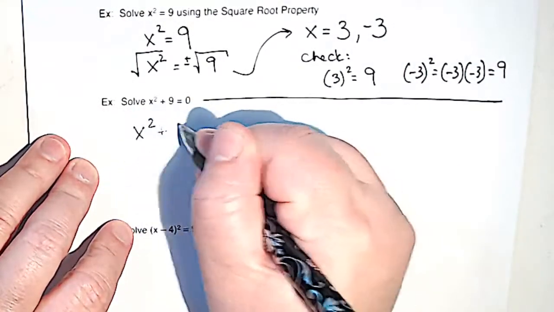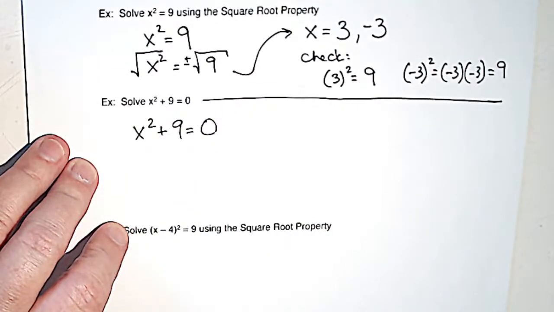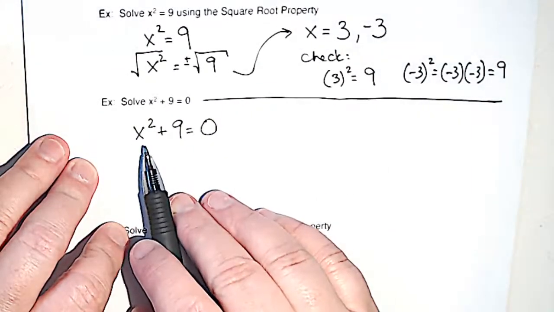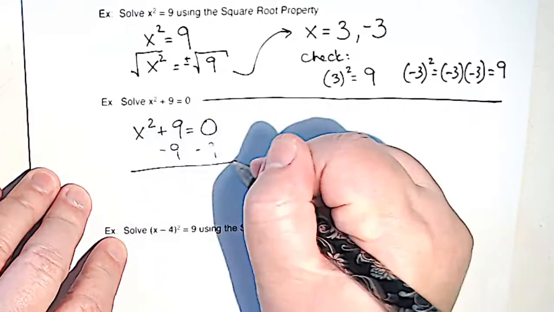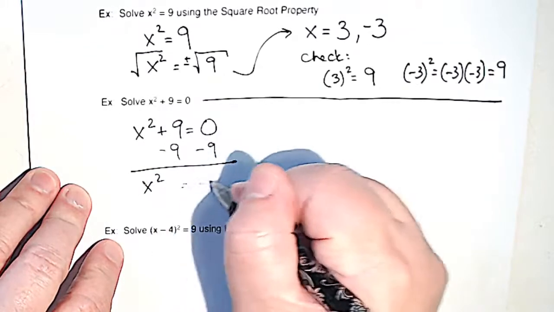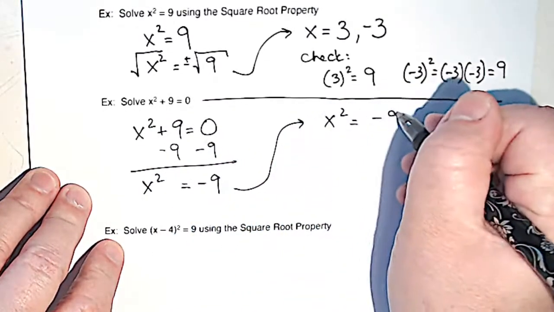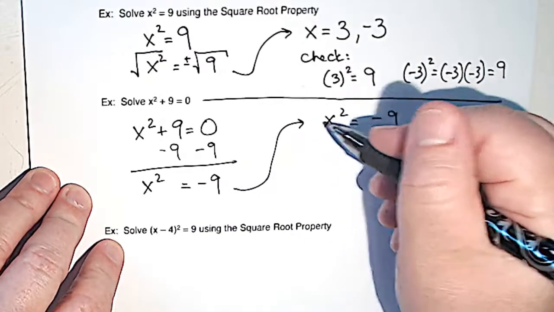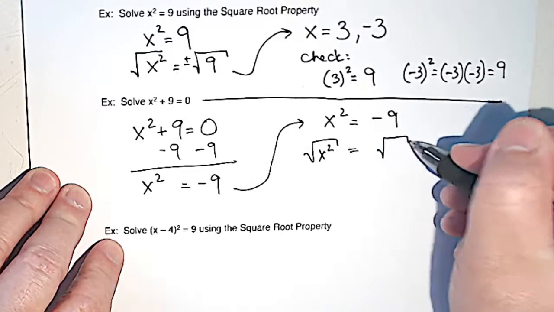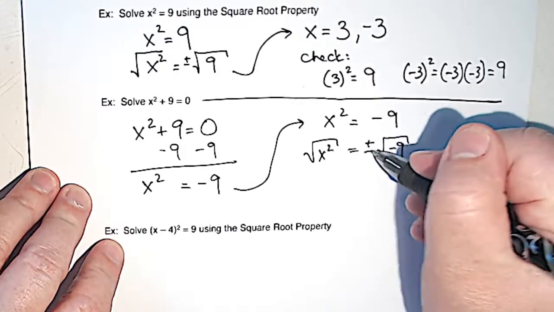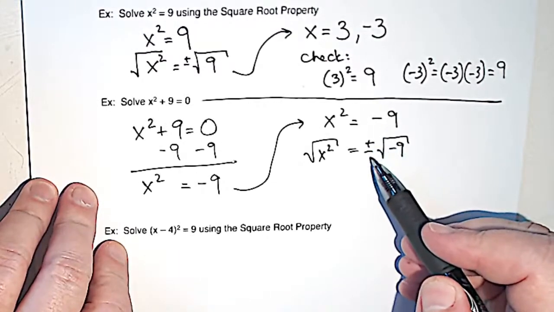So if I have x squared plus 9 equals 0, what I'm going to need to do first thing is get the x squared isolated. So I'm going to subtract 9 from both sides. Okay, easy peasy, right? I got x squared, I got -9. So now what do I do? I put the square root around it. Square root around x squared, square root around -9. I even remember the plus or minus. That's so very important. Plus or minus.